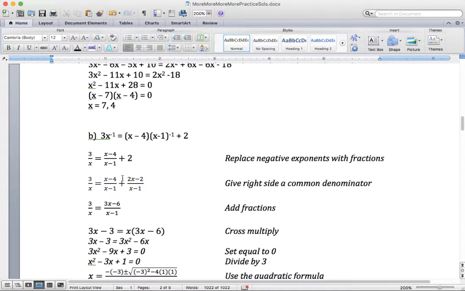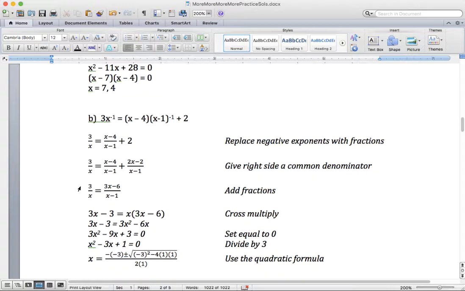We get x minus 4 plus 2x minus 2 is going to give us 3x minus 6, and that's still over x minus 1. Okay, so now we can cross multiply to get 3 times x minus 1, which is 3x minus 3, is equal to x times 3x minus 6, which when worked through is 3x minus 3 is equal to 3x squared minus 6x.